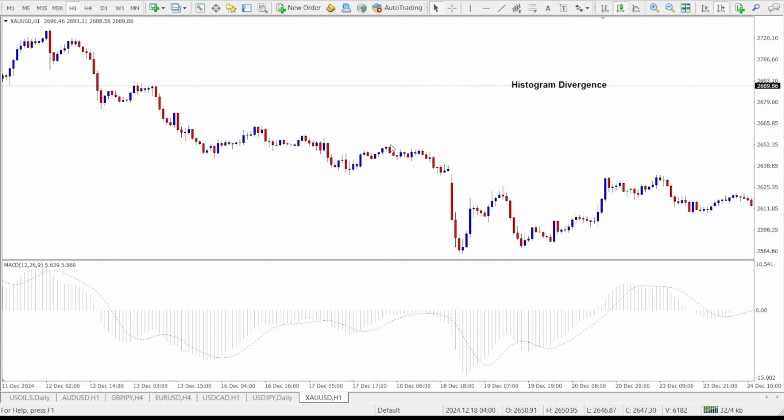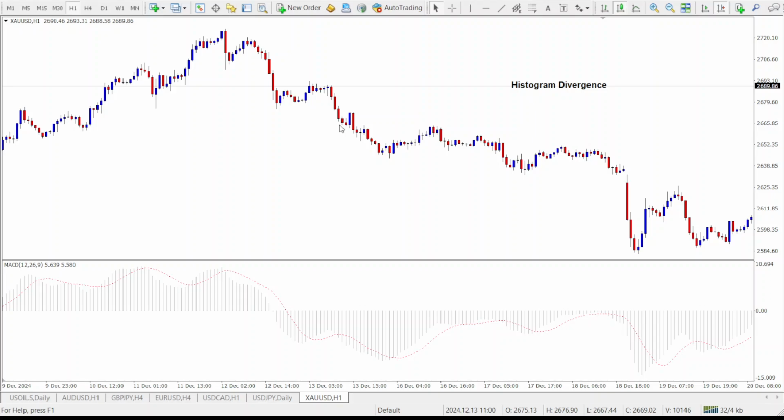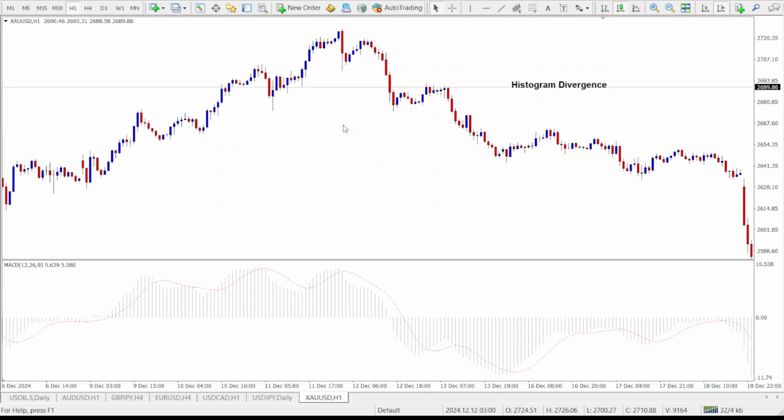Just to explain what histogram divergence is, it's a concept that occurs when the price action of an asset moves in one direction, but the histogram from a technical indicator like the MACD does not. Now, it doesn't mean that MACD is the only indicator used. Some traders use the stochastic oscillator, RSI. There are a variety of momentum indicators that you can use for spotting divergences.